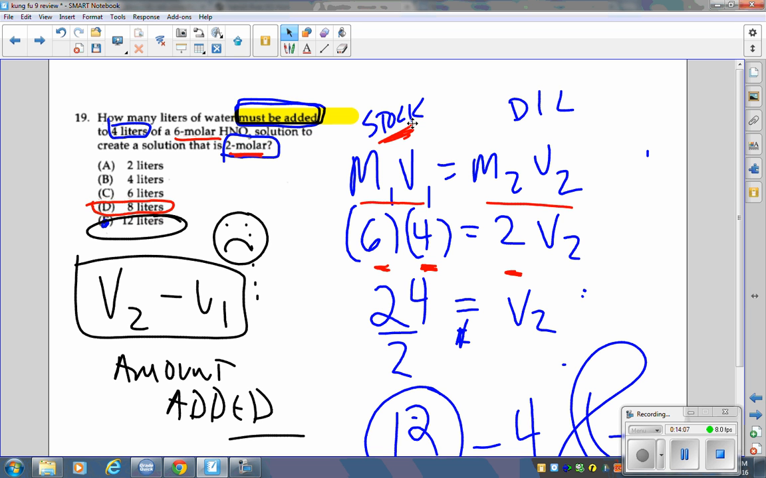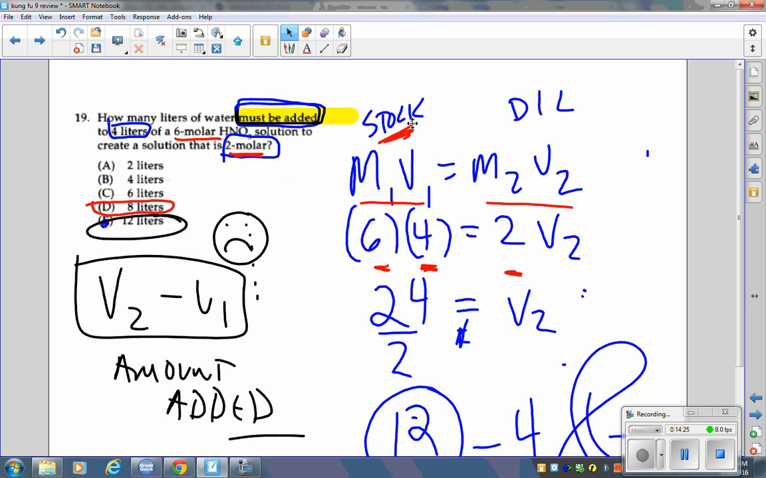I know it's dirty, but they do it. So I have to warn you about it, because otherwise it would be sad. I don't want this face. So then you just go V2 minus V1. So we know it's 12, 12 minus the original 4. So you just have to add 8 liters of solution. Not a big fan of that question.